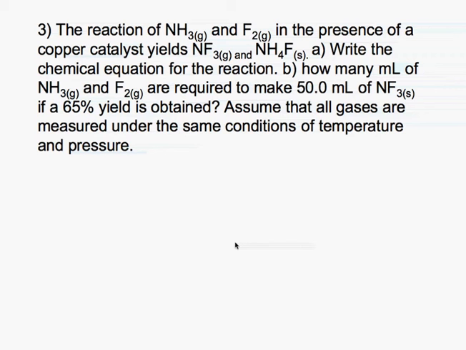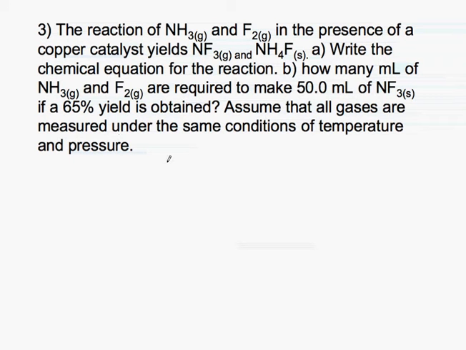Look at the next problem. The reaction of ammonia and fluorine gas in the presence of copper catalyst yields nitrogen fluoride and ammonium fluoride. Write a chemical equation for the reaction. How many milliliters of ammonia and fluorine gas are required to make 50 milliliters of nitrogen fluoride if 65% yield is obtained? Assume that all gases are measured under the same conditions of temperature and pressure.